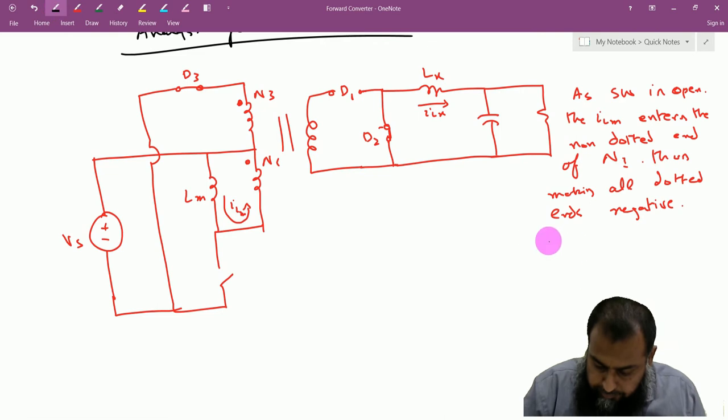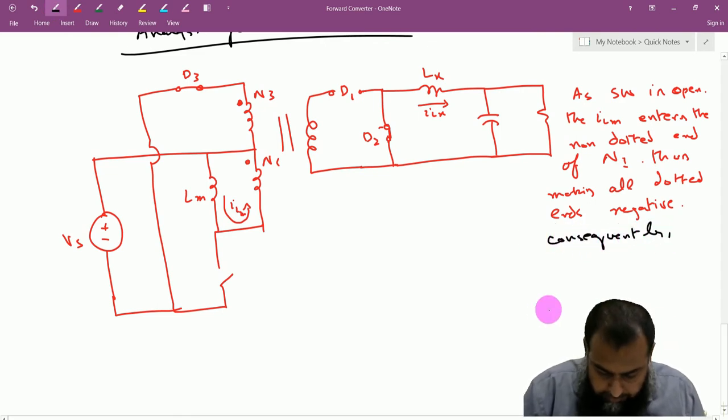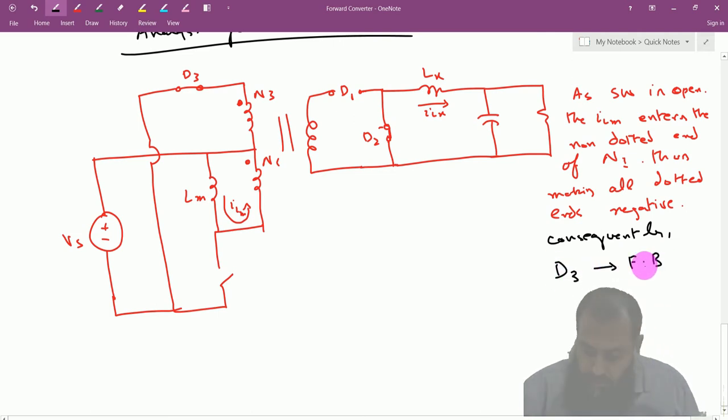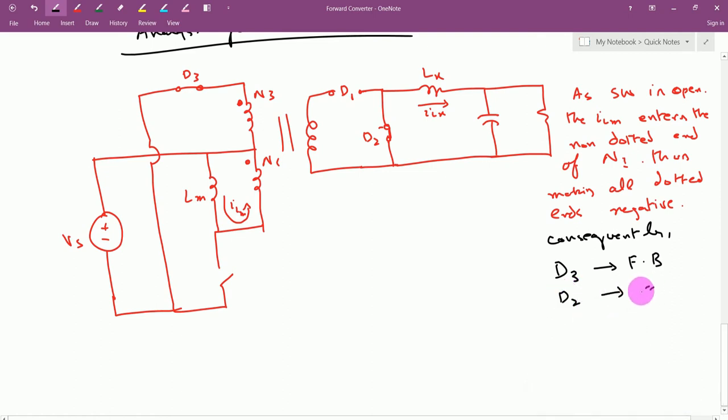So consequently, D3 will go to forward bias mode, while D2 will also go in a forward bias mode, while D1 reverse biases, and thus the overall circuit will look like the one that I have just drawn. Here we have this voltage V0, this is ILX, and this is plus minus VLX here. This is plus minus VSW, which is the voltage across this particular switch.